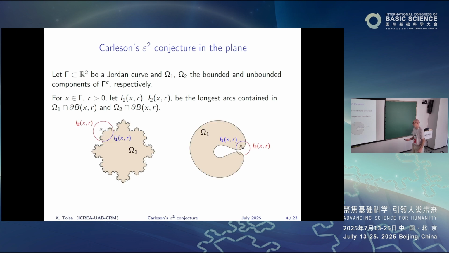That is, imagine that we have this drawing, then we have a point x in this Jordan curve, and then here I1 is this arc that is contained in omega 1, and I2 is this arc in a circumference of radius r. And in this case, there are two candidates for I1, this one or this one, and two candidates for I2, this one or this one, and we take the longest ones. All right.